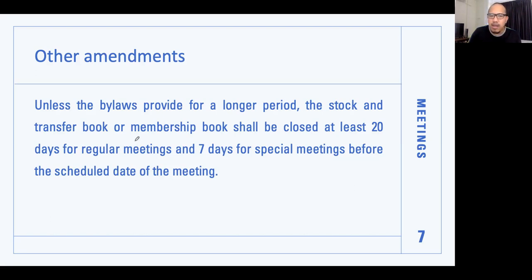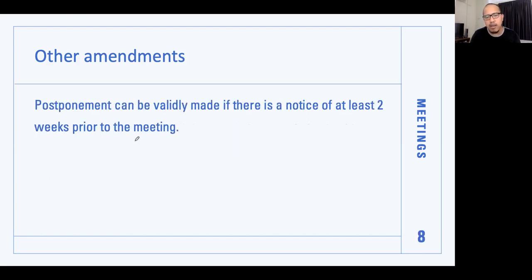So bago yung date ng regular meeting, 20 days sarado yung stock and transfer book. Ibig sabihin, walang magbebenta ng shares nila, walang bibili ng panibagong shares. So kung sino yung mga stockholders on record 20 days prior to a regular meeting, sila yung entitled to attend the stockholders meeting. So kung special meeting naman, 7 days prior to the special meeting, i-close yung books, no? At sila lang yung pwedeng umattend.